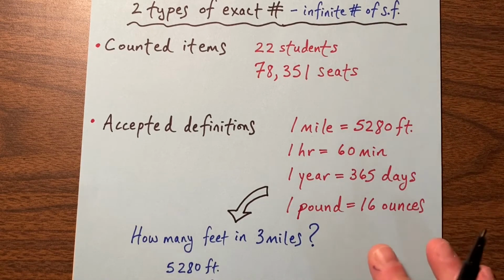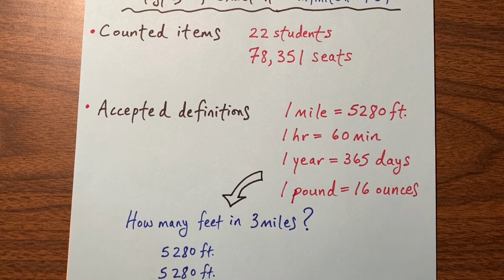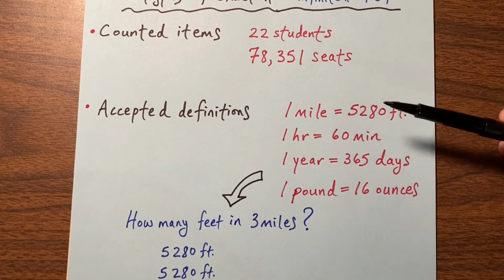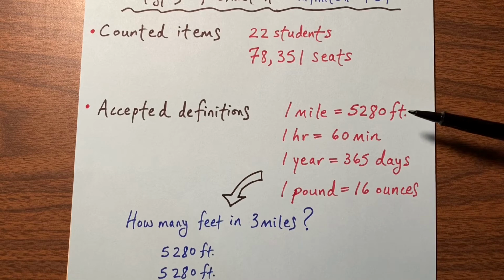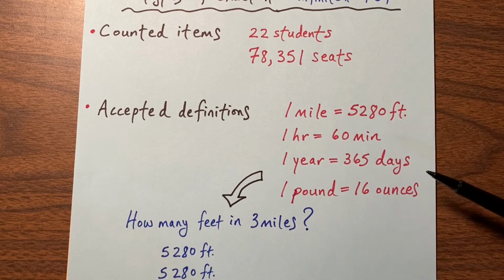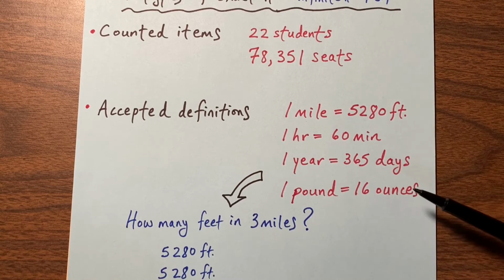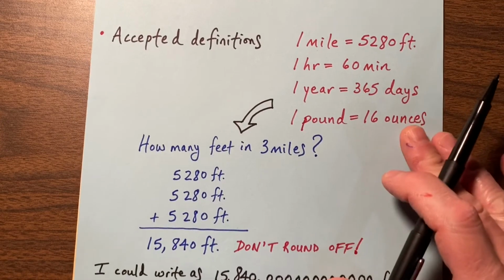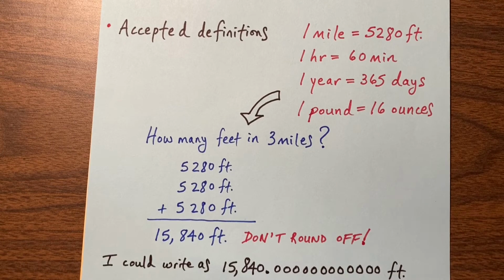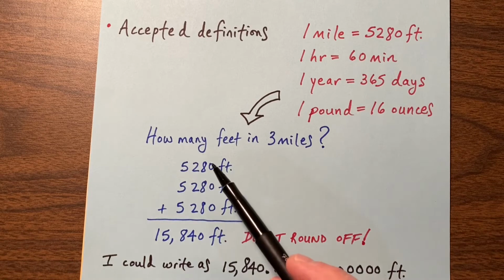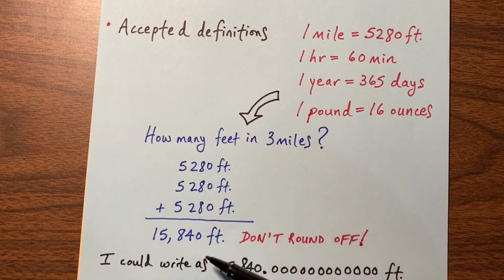That's the point. Accepted definitions are the other type of exact number. So things like 1 mile is 5,280 feet, 1 hour is 60 minutes, 1 year is 365 days, 1 pound is 16 ounces. These are all definitions we made up, but we know them to be true. There's no uncertainty in them. So for instance, if somebody asked you how many feet are in 3 miles, you just plug into your calculator: 5,280 times 3 is 15,840. You would not round that off.